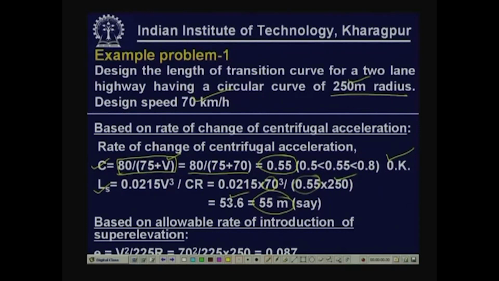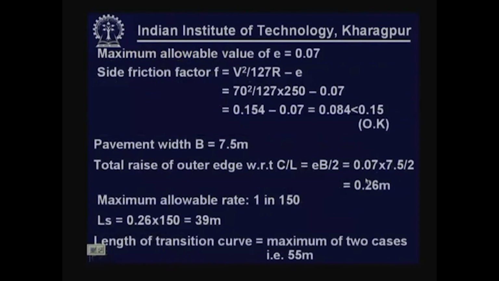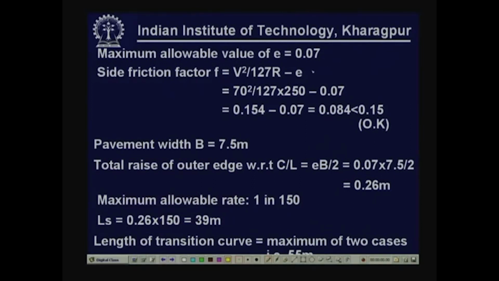Now, based on allowable rate of change of super elevation, for mixed traffic operation, super elevation is designed considering 75% of the design speed. So, it is V square by 225 R, and as indicated here the calculated value is 0.087, which is more than the permissible value. Because what is the maximum permissible value? Permissible value for super elevation under plain and rolling terrain is 7%. So, that means E acceptable is basically 0.07.